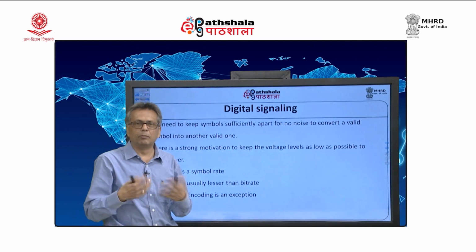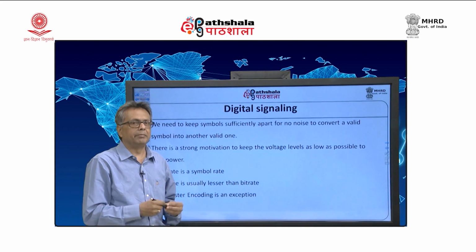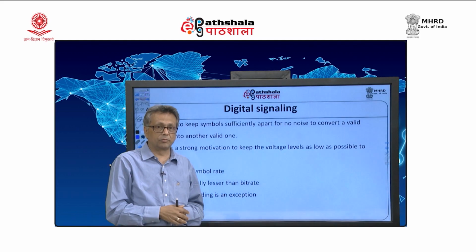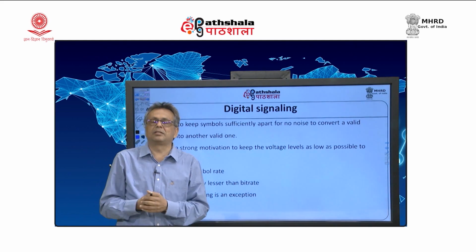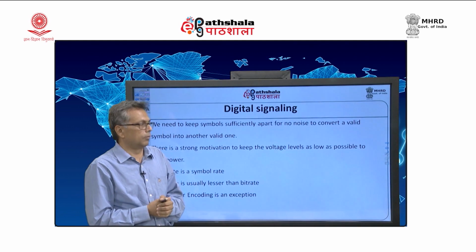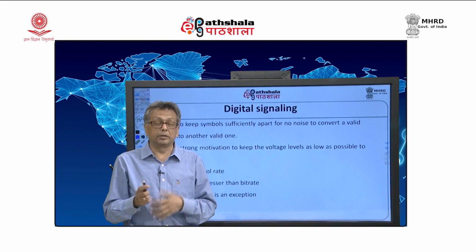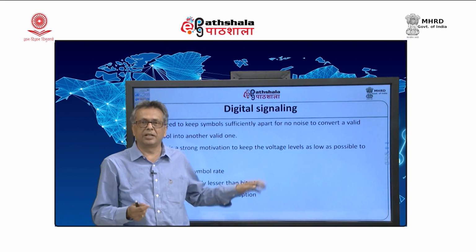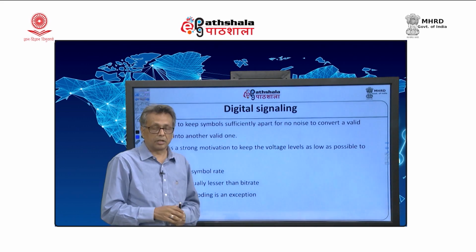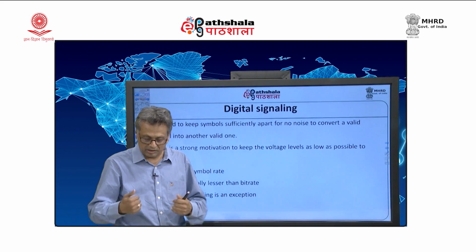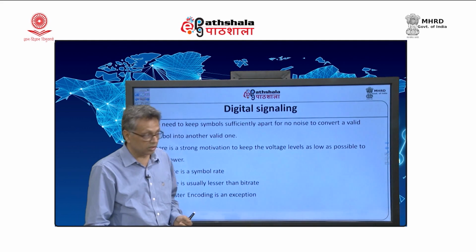Baud rate is a symbol rate, the number of symbols or signals that you send across, and bit rate is the number of bits that you send across. We have already seen that usually we have more bits than the baud. Okay. The bit rate is usually higher than the baud rate, but in one typical case that we will see later, the Manchester encoding, the bit rate is lower than the baud rate. You may be surprised why it is so. We will soon understand what the need is.